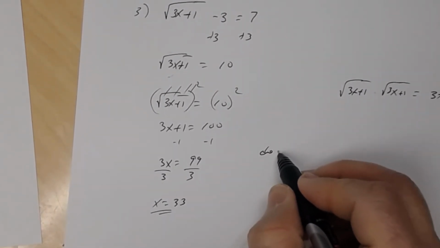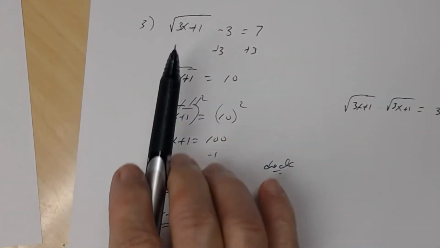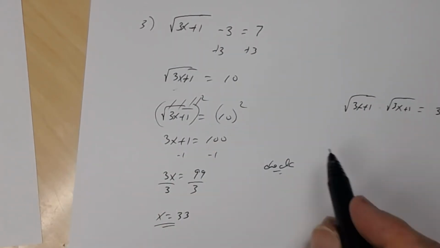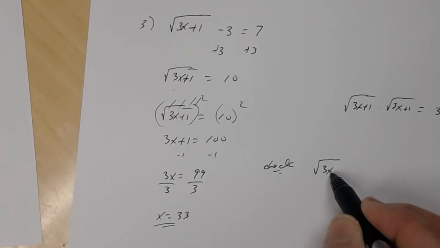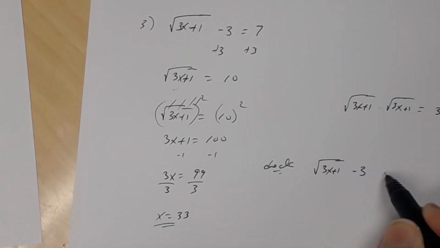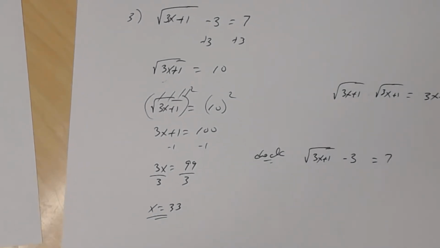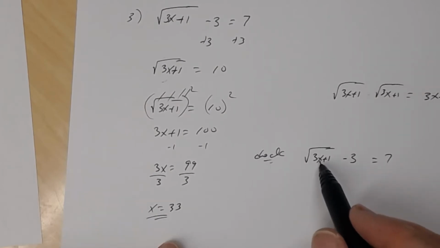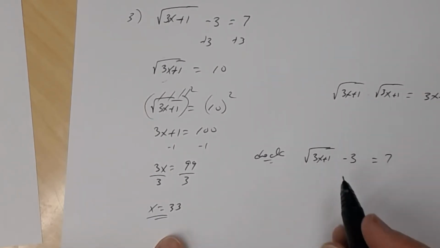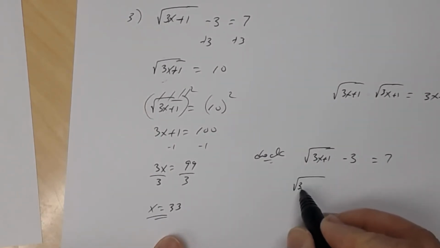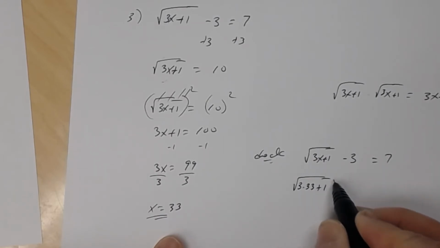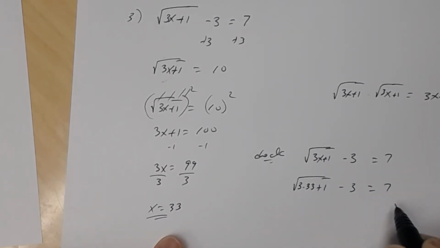All right, let's check it. And always go back to the original problem to check. So I'm going to rewrite the original problem. So I have the square root of 3x plus 1 minus 3 equal 7. In place of the variable x, I'm going to substitute 33. So I get the square root of 3 times 33 plus 1 minus 3 equals 7. That's what I want to see that's equal to.